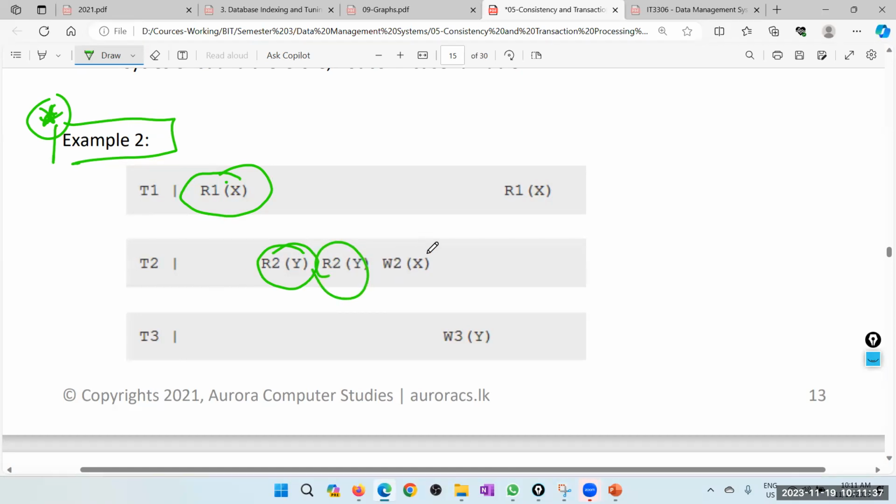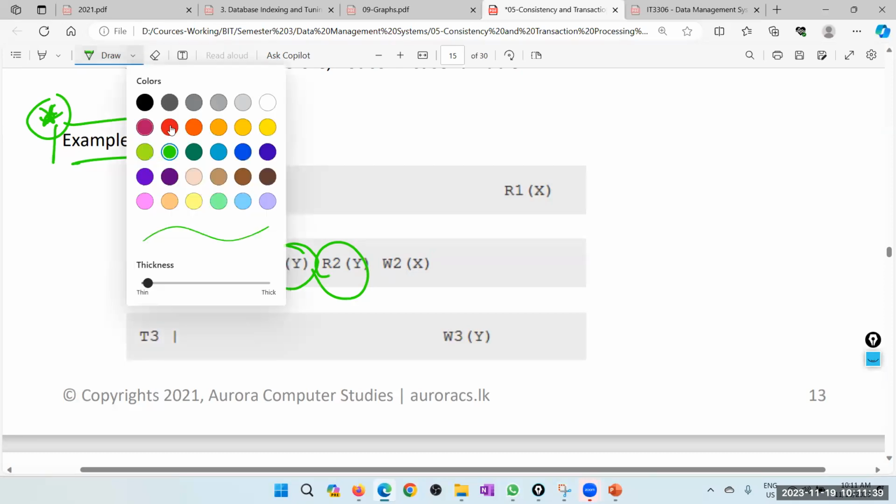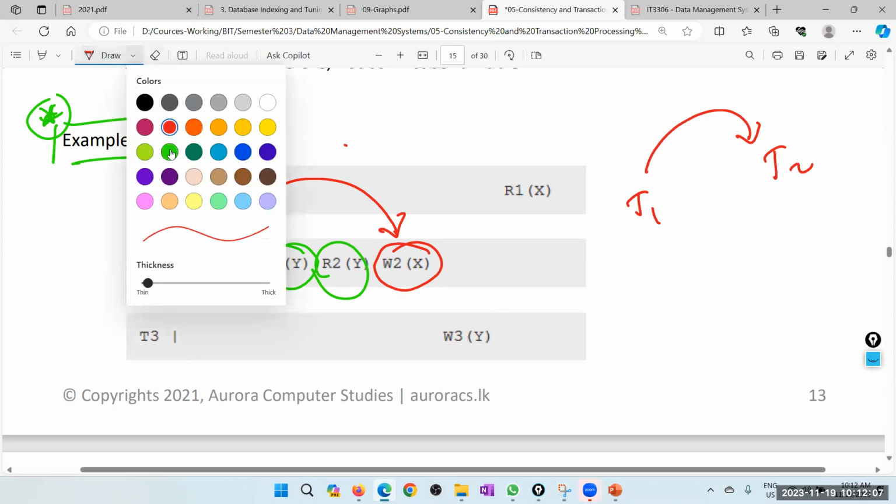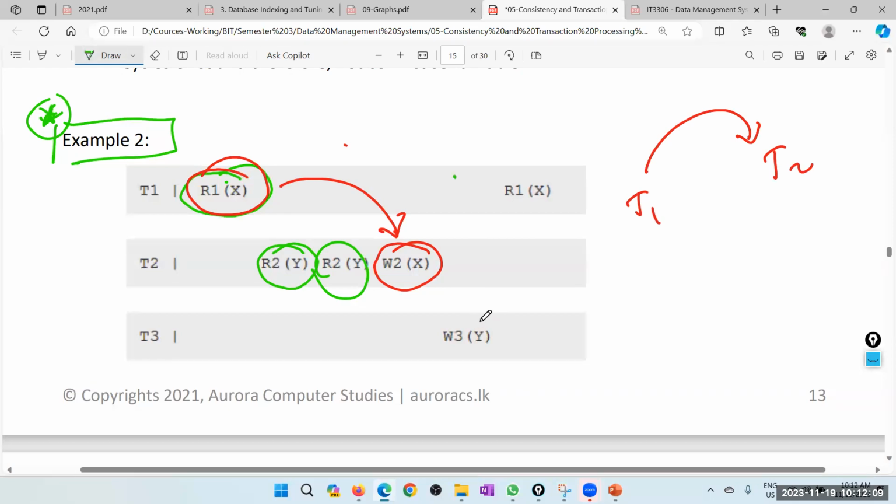Now this is a possible issue. Why? Transaction 1 has read it, and now transaction 2 is writing. Same data, two different transactions, and at least one of the operations is a write. So there's a possible conflicting situation. That means it is from T1 to T2. Right? Now W3, transaction 3, writes Y.